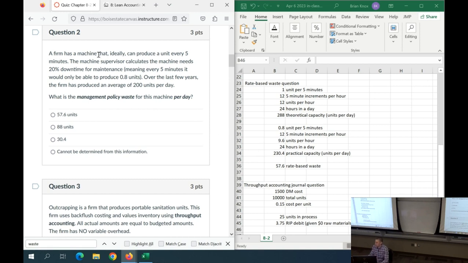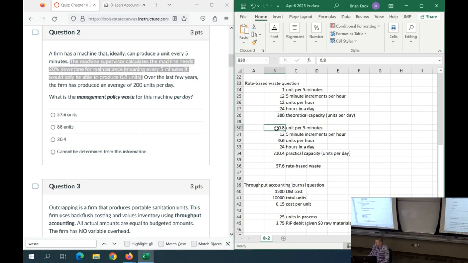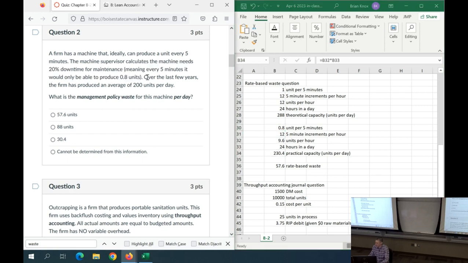So a firm has a machine that ideally can produce a unit every 5 minutes. We already know that means 288 units per day is its theoretical capacity. 1 unit per 5 minutes, 12 5-minute increments per hour, means 12 units per hour, times 24 hours in a day, gets us 288. Okay, and the practical capacity is that times 0.8, or using 0.8 units per 5 minutes, gives us 230.4. So that would be our practical capacity. So that's our top, 288 to 230.4. That's what it means, right?